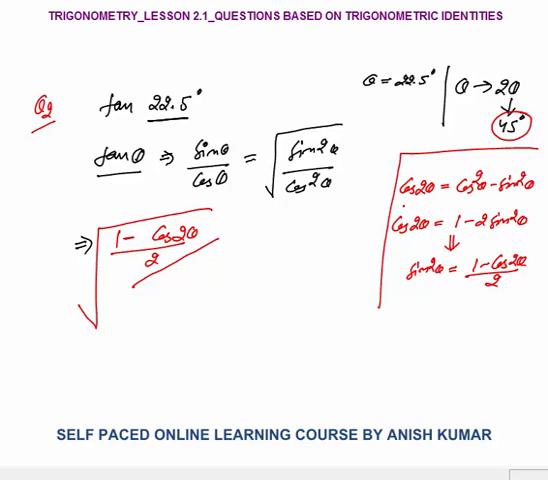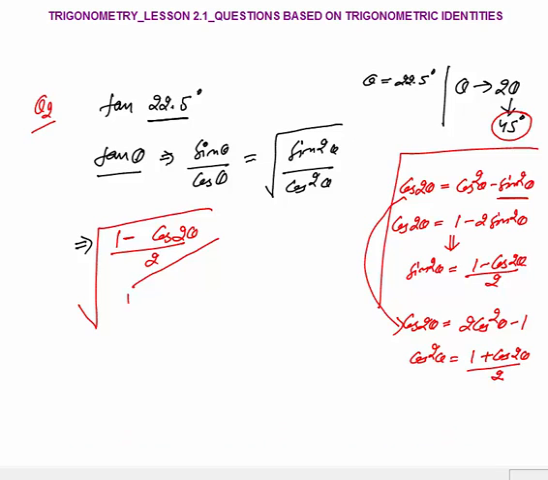Same way, if you write cos 2 theta in terms of sin square theta, that is, cos square theta minus sin square theta, you will get 2 cos square theta minus 1. Sin square theta is 1 minus cos square theta. If you put that in, you will get 2 cos square theta minus 1. So your cos square theta would be 1 plus cos 2 theta by 2. Put this 1 plus cos 2 theta by 2.